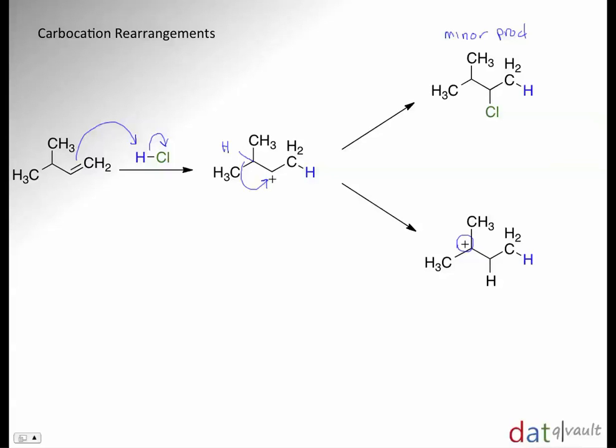Carbocation rearrangements can only happen with adjacent carbons, right? So if this tertiary carbon was more than one carbon away, it's not going to move over to form the tertiary carbocation. It's only going to happen on adjacent carbons. So now, if chlorine comes in and attacks this carbocation, we're going to get this product, which is going to be our major product. All right, so that's how carbocation rearrangements form. You definitely need to look out for these on the DAT. If you see a position adjacent to a carbocation where you can form a more stable carbocation, you need to do it, and you're going to form the major product that way.